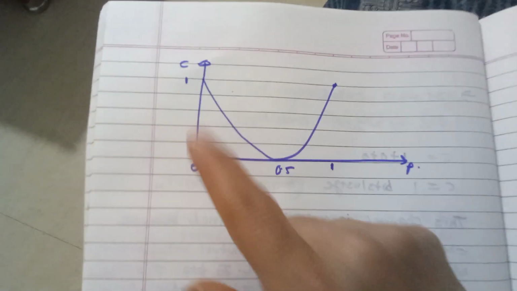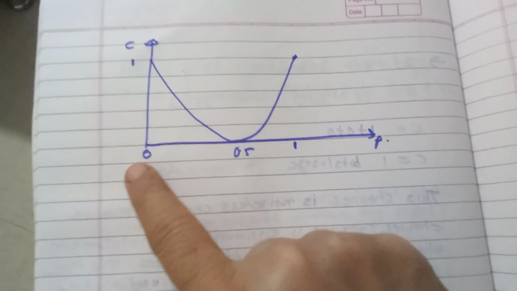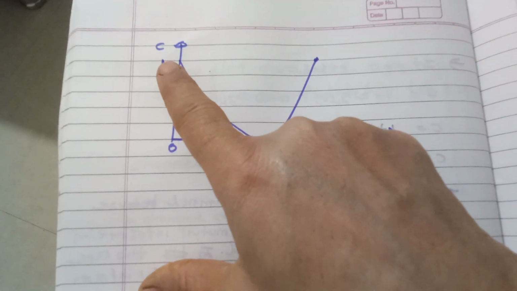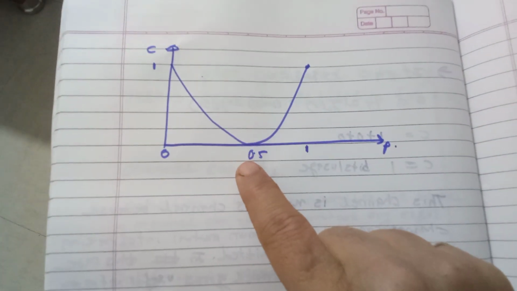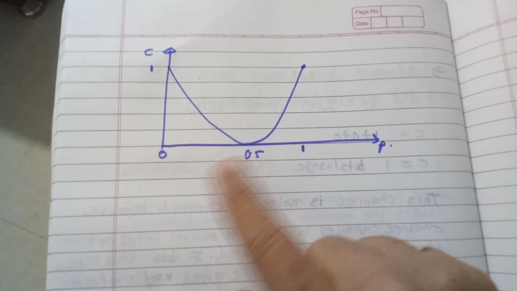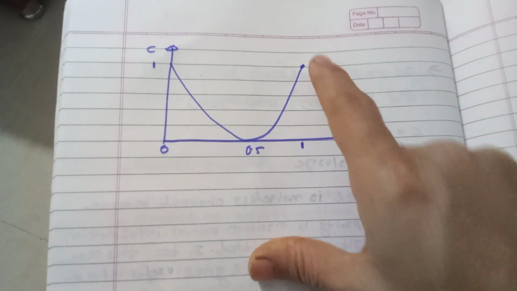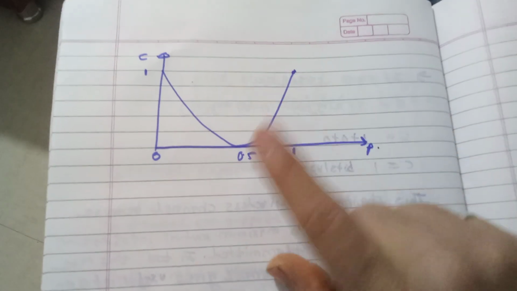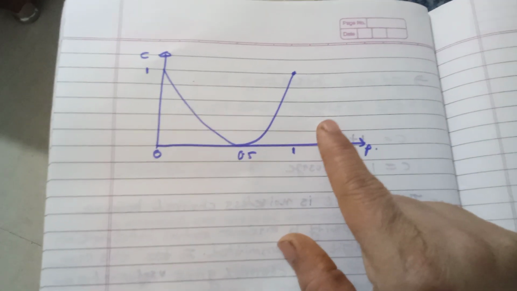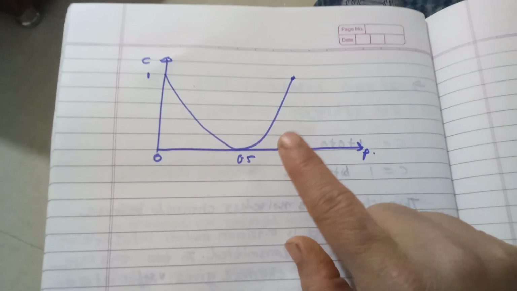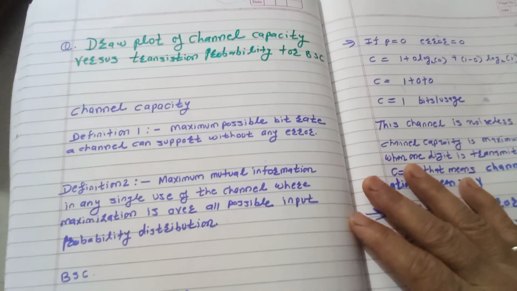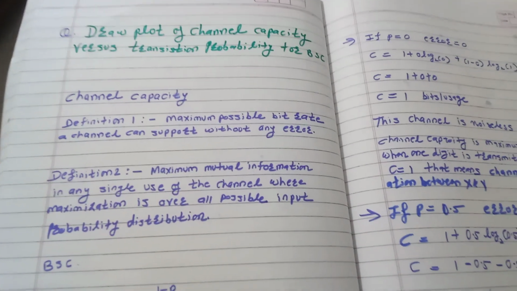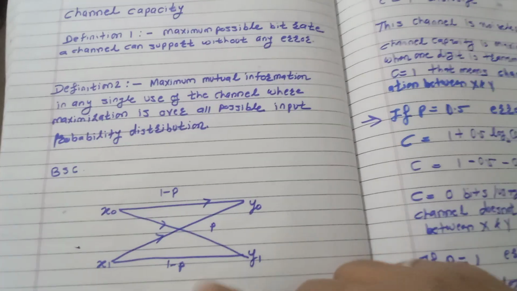If you plot it, capacity versus P, if P equal to 0, capacity is maximum. The channel is providing you information that correct reception is there. At 0.5, the channel cannot say anything about the input. Again at 1, the channel is providing you information because capacity is 1, that there is a 100% error. That means if you have received 1, you have sent 0, and vice versa. So this is it for the channel capacity versus transition probability, that is P.